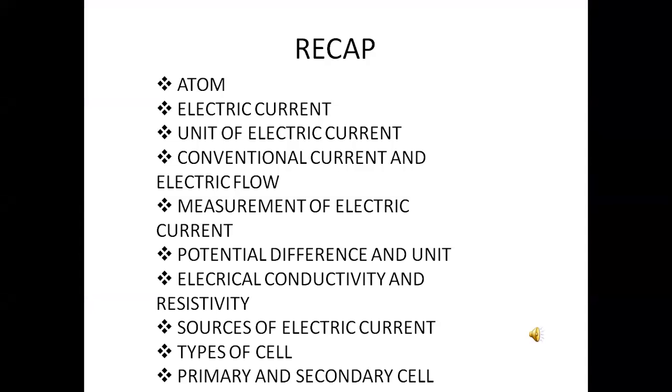Recap. In the previous session we have seen the atom, electric current, unit of electric current, conventional current and electron flow, measurement of electric current, potential difference and unit, electrical conductivity and resistivity, sources of electric current, types of cell, and primary and secondary cell.